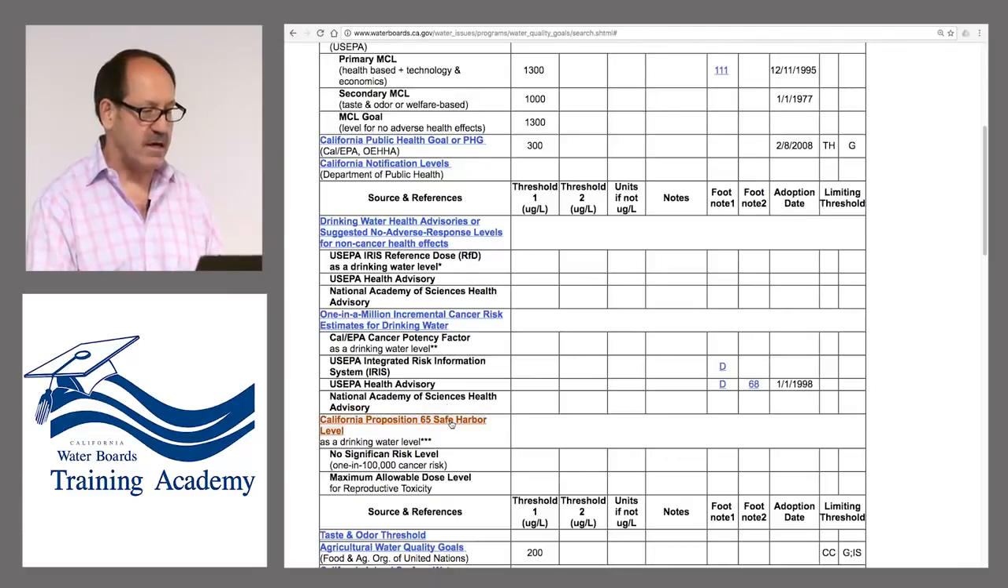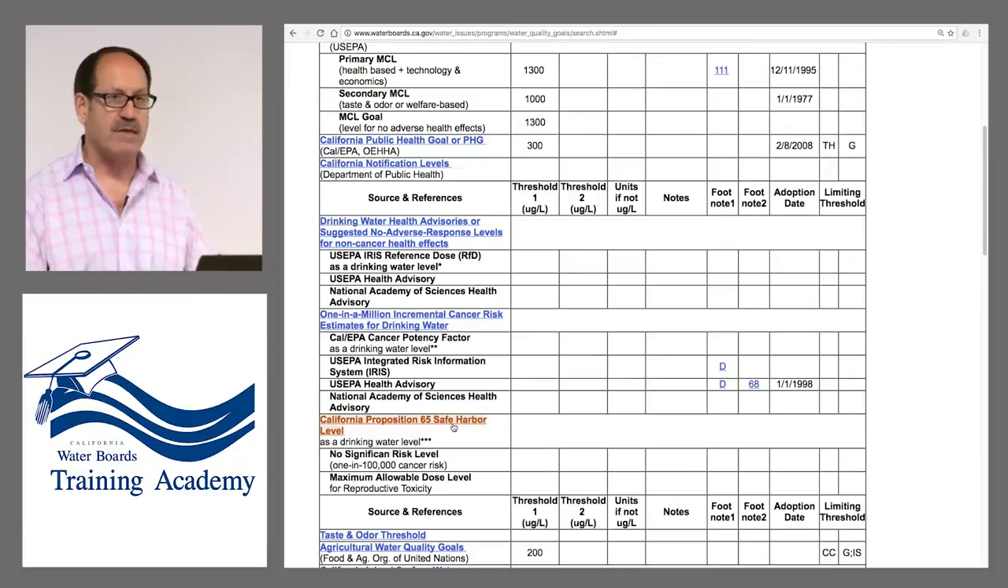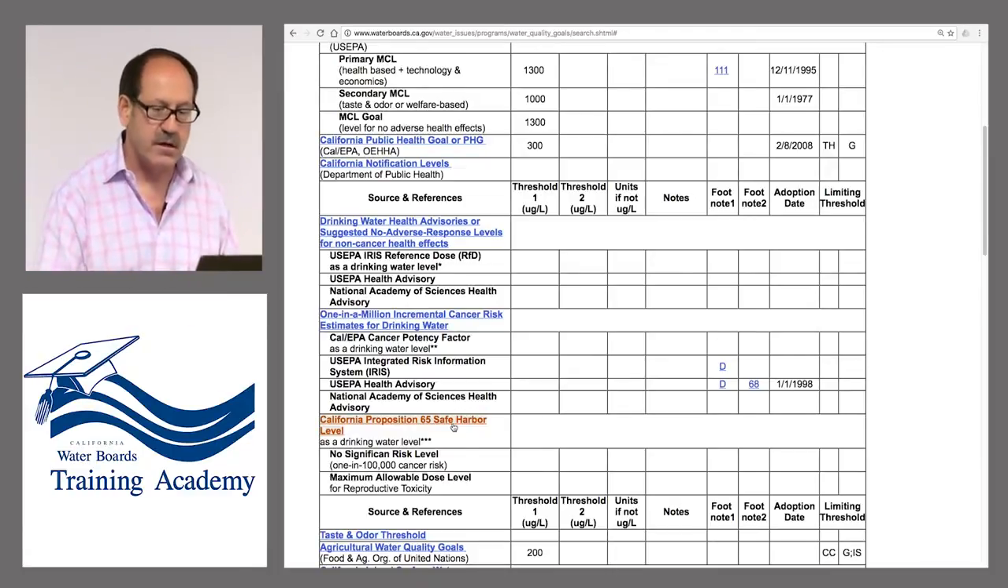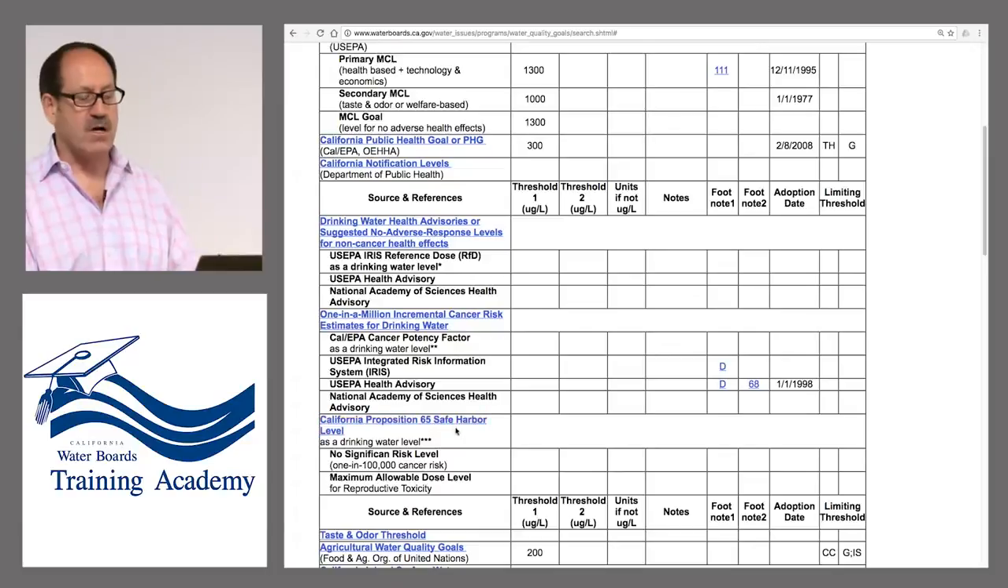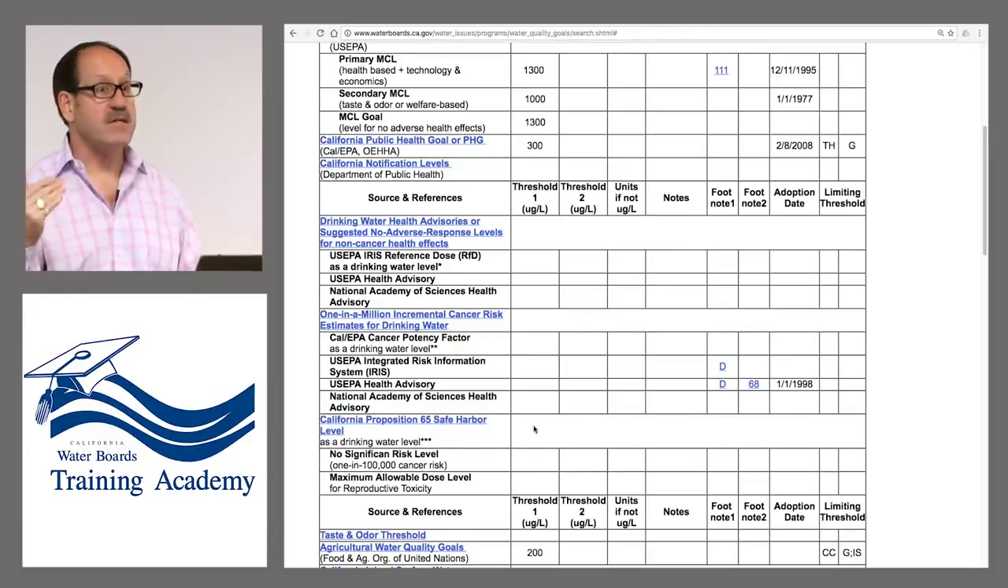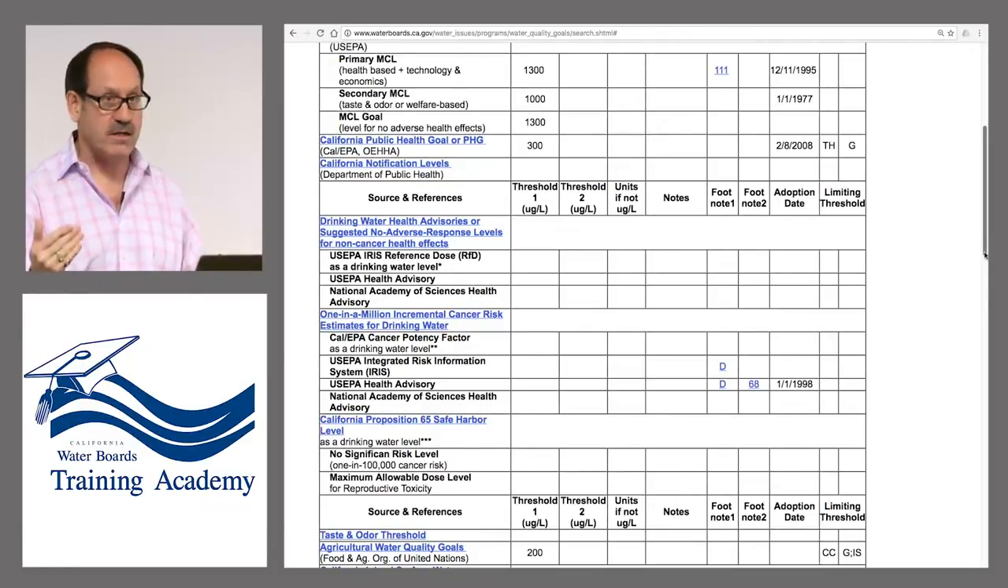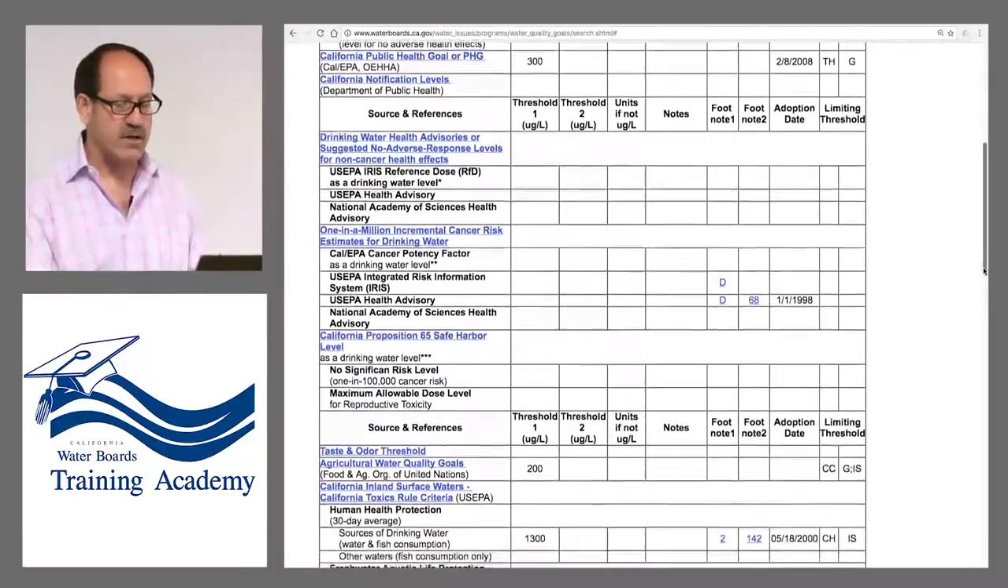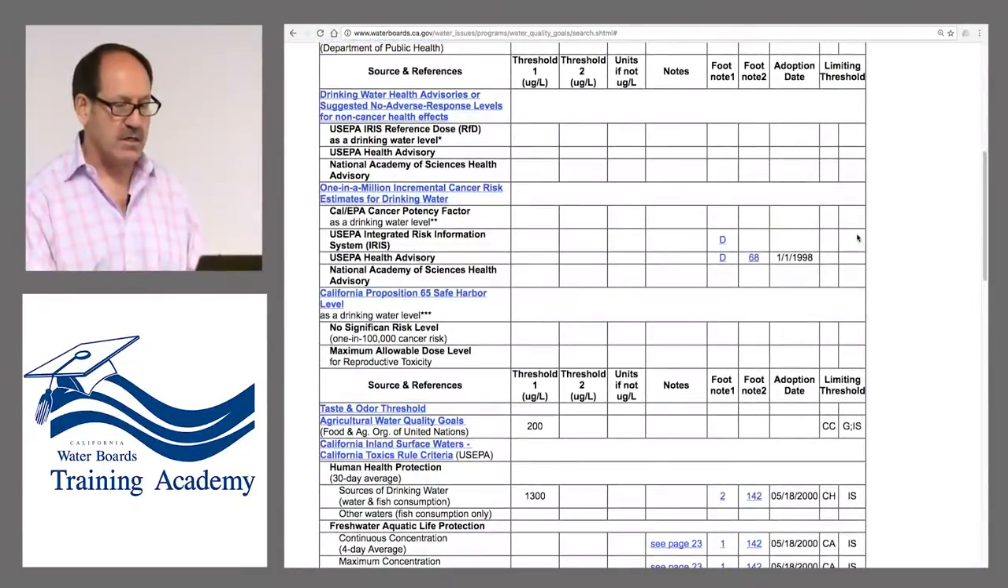Then the Prop 65 safe harbor numbers. These are the no significant risk level for carcinogens and the maximum allowable dose level for reproductive toxins. Again, remember that those are based differently. They're calculated using different factors than just about all the other criteria from other agencies that you'll see.